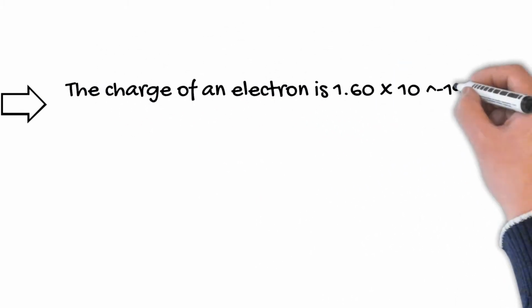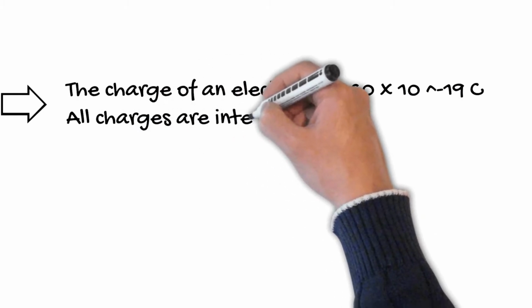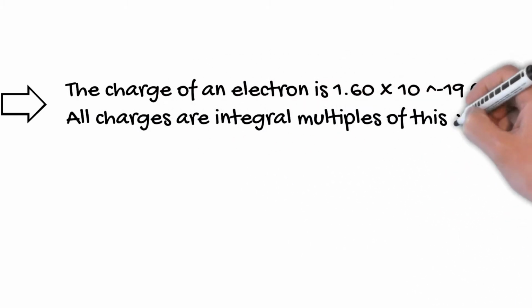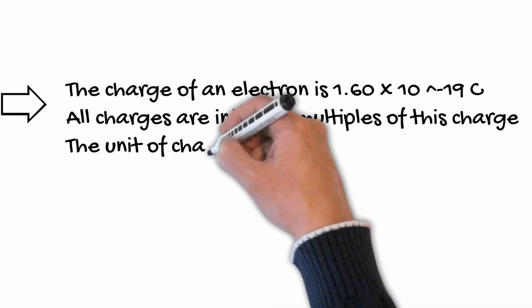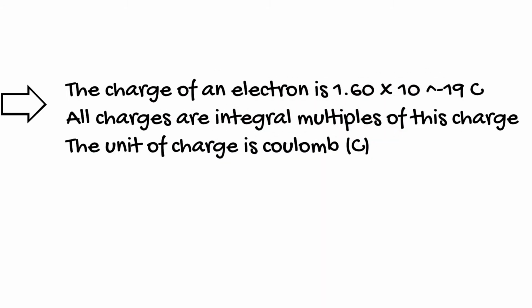Now, the basic unit of charge is the charge of an electron, which is 1.60 times 10 to the negative 19 coulomb, and all other charges are integral multiples of the electronic charge. That means you can only find charges that are multiples of the electron's charge. And of course, the unit of charge is coulomb.